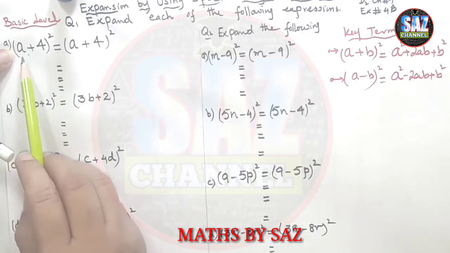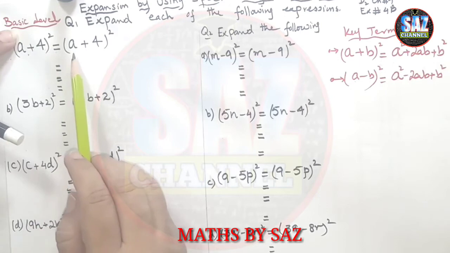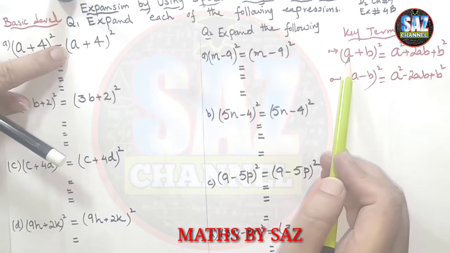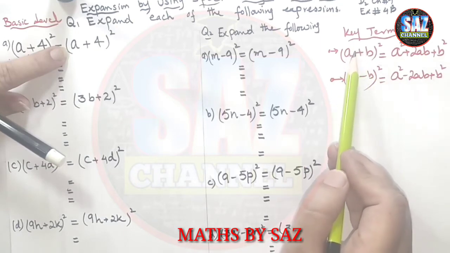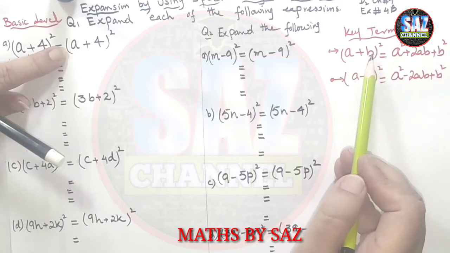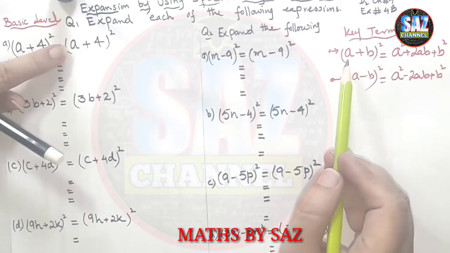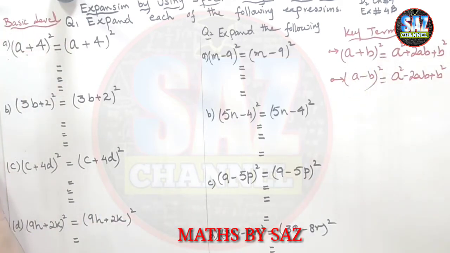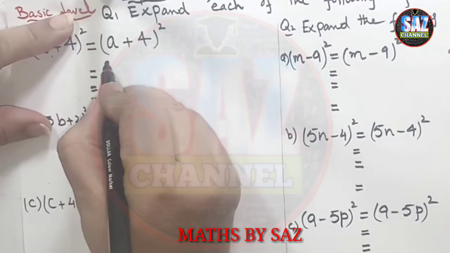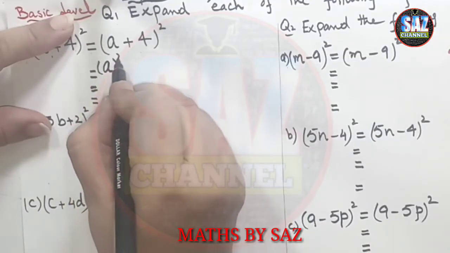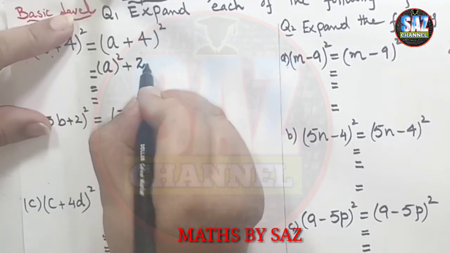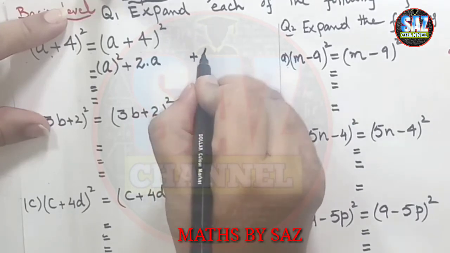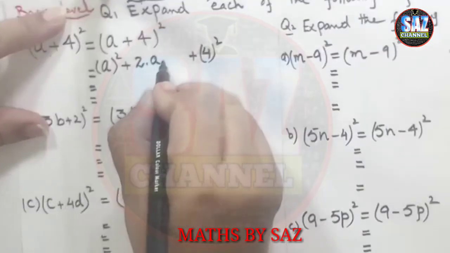First part of the question is (a + 4) whole square. Compare this question with the identities. As the question has two terms with a positive sign in between, it will be the application of (a + b) whole square. According to the question and the rule, a is a and b is 4. So I have to write it in the form of the identity: a whole square plus 2 into a, and first I have to write the last term, that is b square, that is 4 square, and into 4.